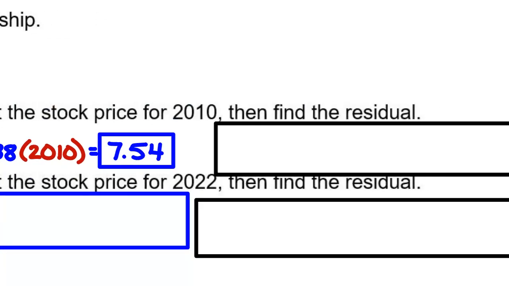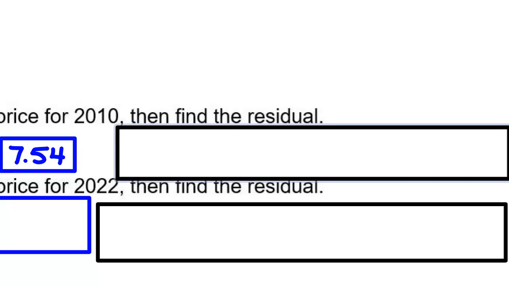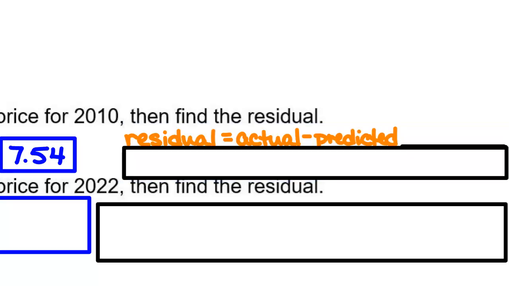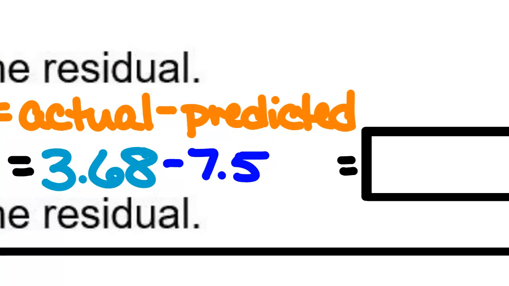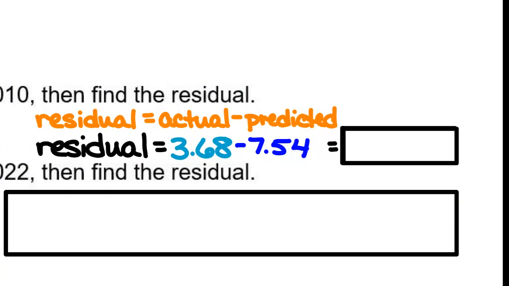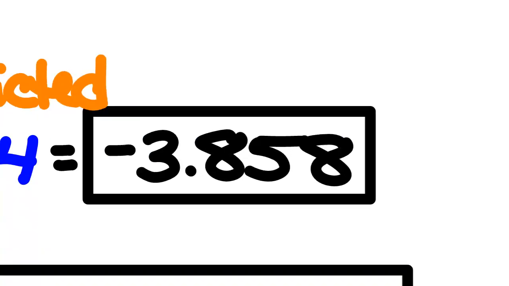And then we're going to calculate the residual. How do you do residuals again? Actual minus predicted. What was the actual stock price in 2010? 3.68. We're going to do minus 7.54. And that gives us what? Negative 3.86 when we round it to 2 decimal places.